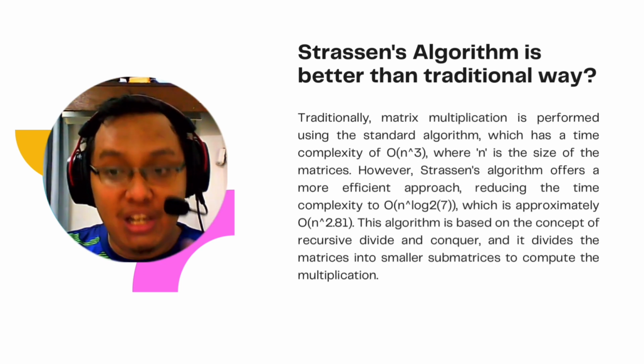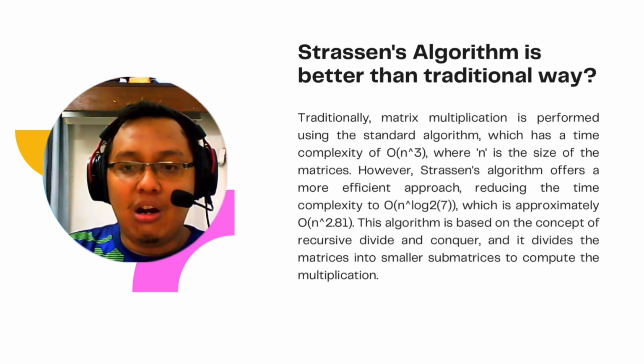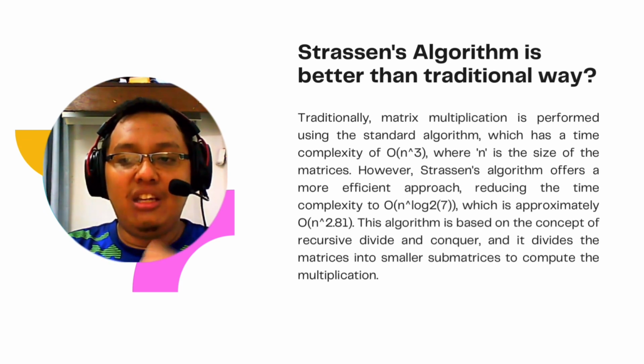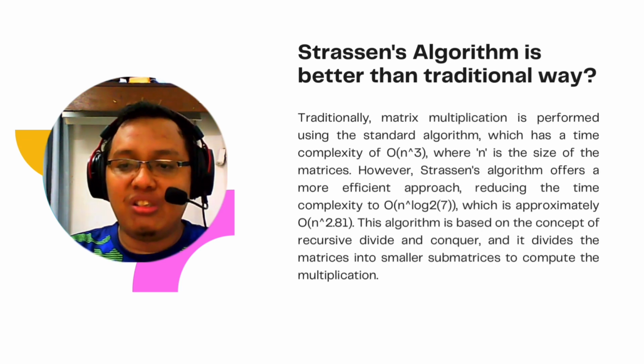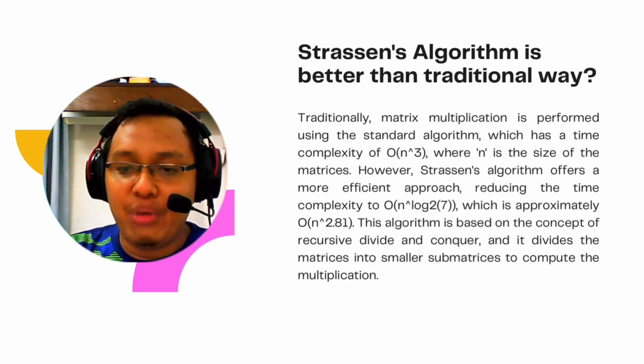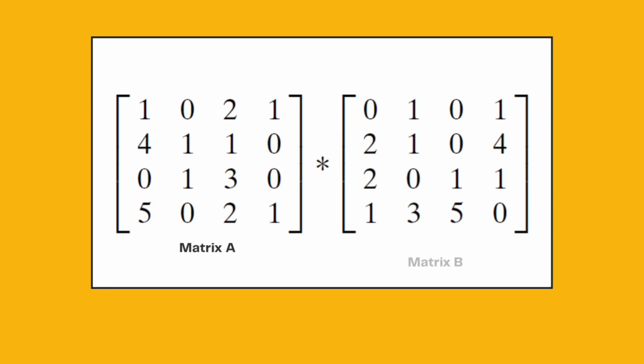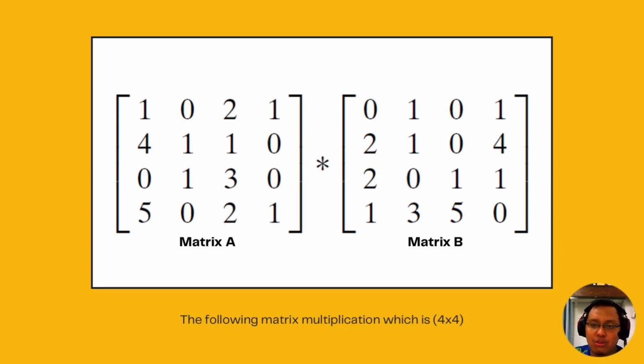This algorithm is based on the concept of recursive divide and conquer, and it divides the matrices into smaller sub-matrices to compute the multiplication. Now we have two matrices to perform the matrix multiplication. Both matrices are 4 times 4 in size, so we can conclude that the Strassen algorithm must work with 2 times 2.